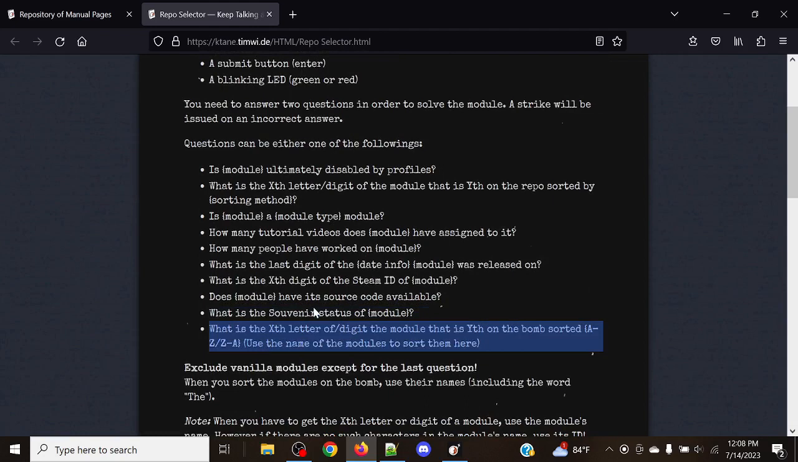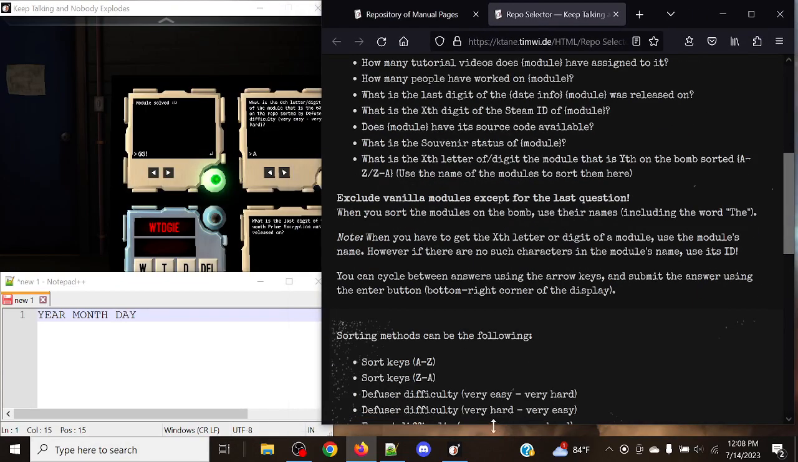And then finally we get to this question of what is the nth letter or digit of the module that is nth on the bomb, sorted either A through Z or Z through A. This one is probably the longest, and it's probably the rarest one to actually pop up. I have had that pop up maybe once or twice. But keep in mind that it can happen, and especially on bigger bombs, it will be a little bit trickier. That means you might have some work to do. Otherwise, that is all the questions that can potentially appear on here. It's all fairly straightforward.